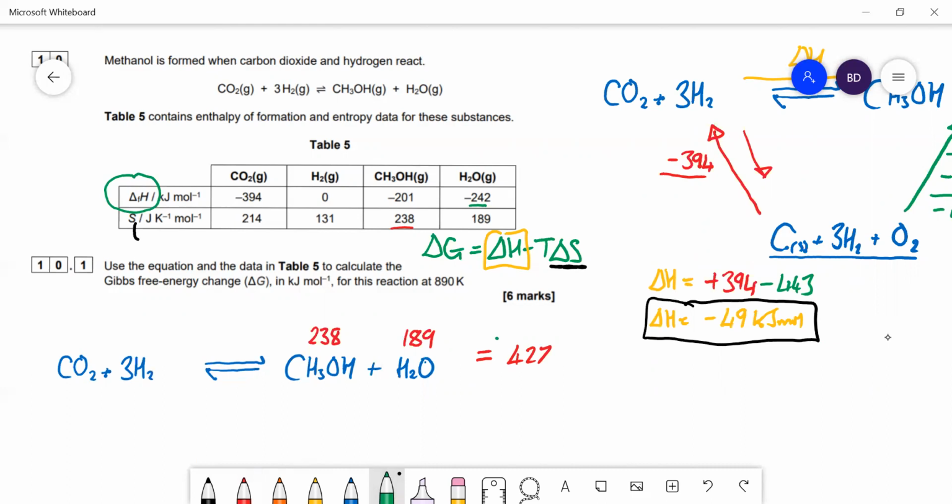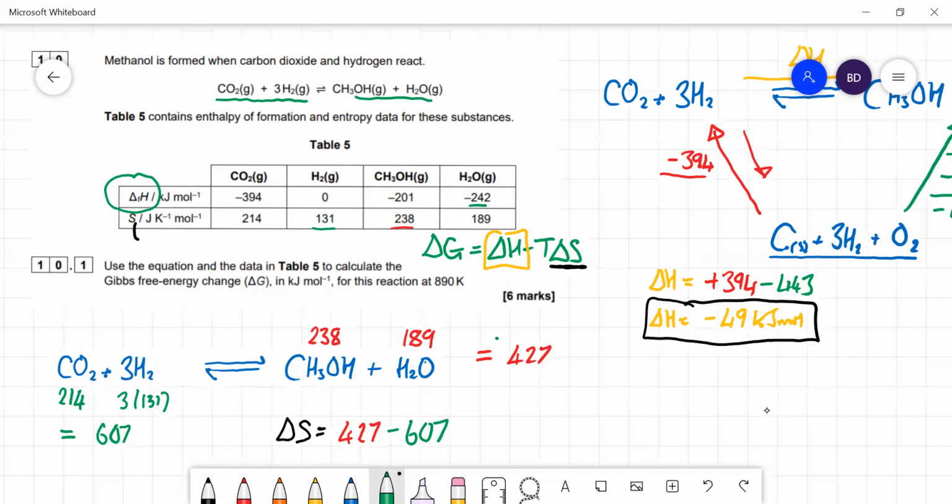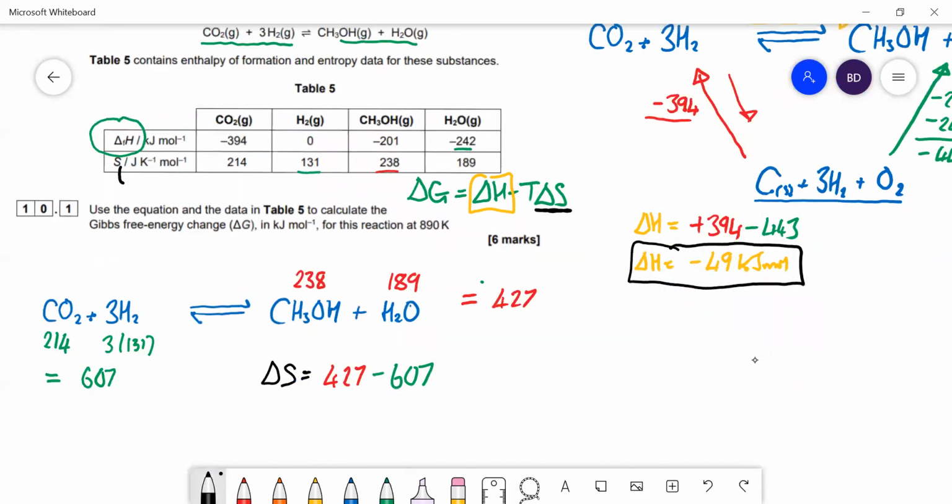Now let's work out the entropy of the reactants. So we're starting off there. We've got 214, and we've got 3 lots of 131. So add that lot up, and you get 607. Okay, so delta S here then is equal to 427 minus 607, so it's a negative entropy change. You can tell it's going to be negative because you're starting off with 4 moles of gas and going down to just 2 moles of gas, so the entropy will drop. So it's always good to have a common sense check of the sign.